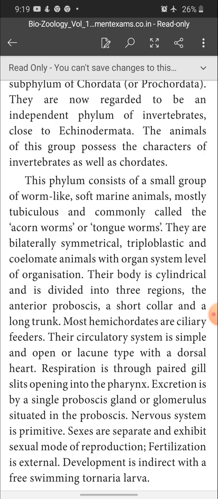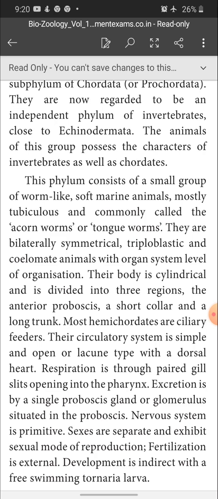Acorn worms and tongue worms. They are bilaterally symmetrical, triploblastic and coelomate animals with organ system level of organization. All this you understood, I hope. Their body is cylindrical and is divided into 3 regions: the anterior proboscis, a short collar and a long trunk. Most hemichordates are ciliary feeders. Their circulatory system is simple and open or lacunar type with a dorsal heart. Respiration is through paired gill slits opening into the pharynx. What about excretion? Excretion is by a single proboscis gland or glomerulus situated in the proboscis.